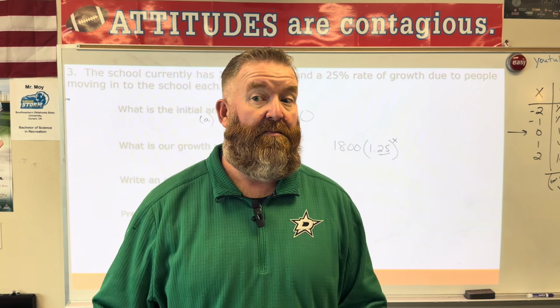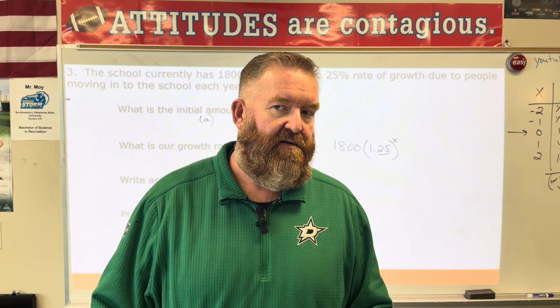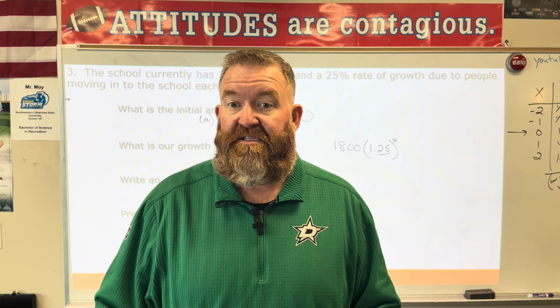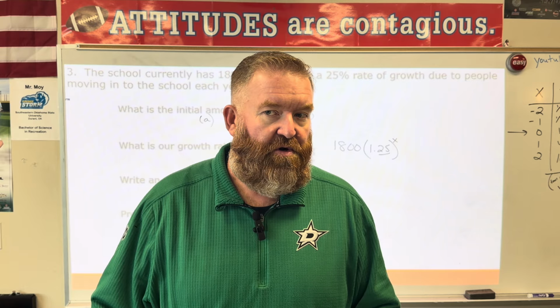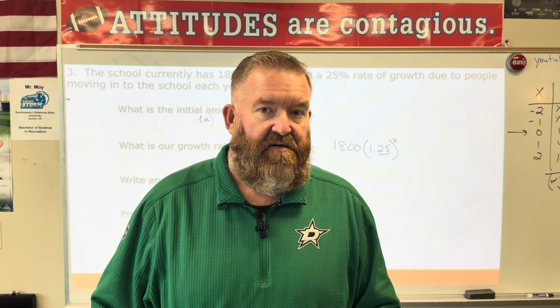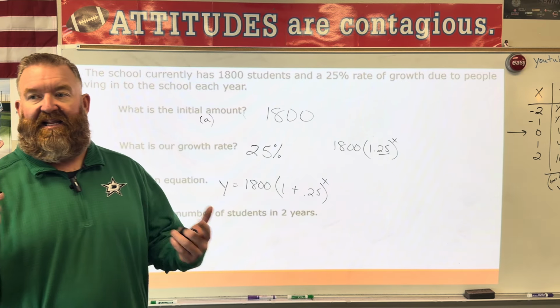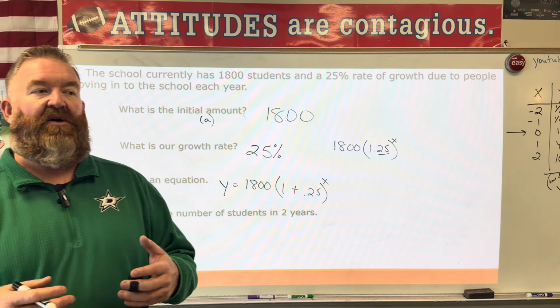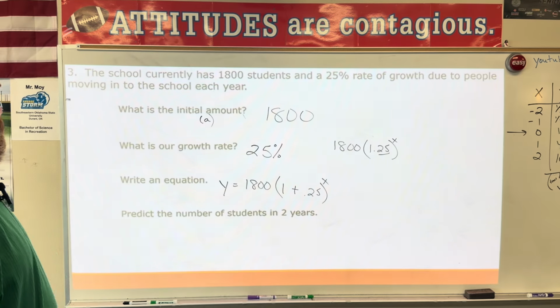Now, don't put minus, because what is 1 minus 0.25? Think of a quarter. What's $1 minus a quarter? 0.75. But that's less than 1, isn't it? That means the town would be decreasing by 25% every year. That's not what we're doing. All right, so here we go.